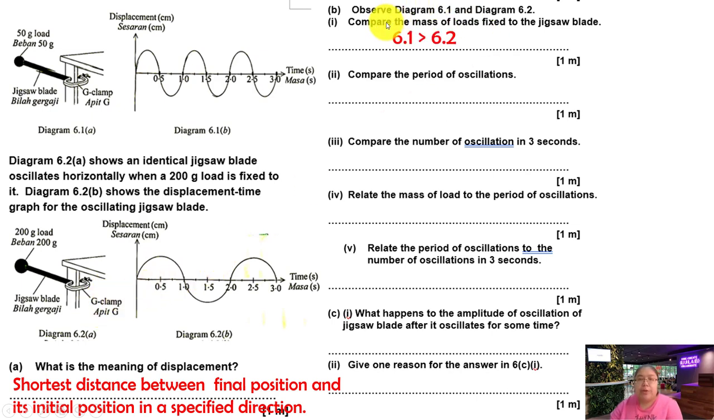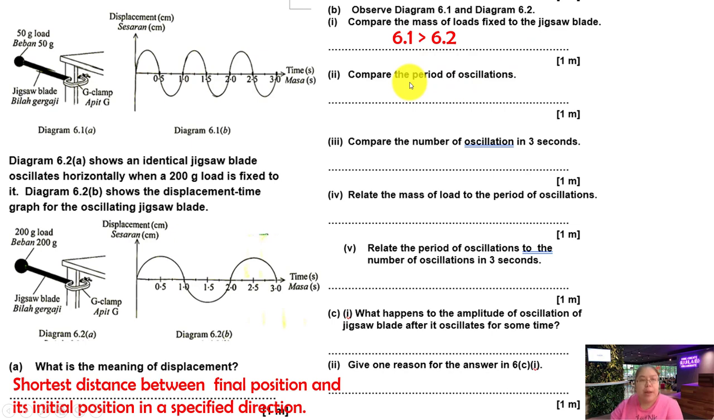Okay, so I remind you again, don't write the symbol like this. I write it because I want to be faster. I want to create the PowerPoint, then I need to write the answer, then I need to write more. So I just put the symbol. You make sure you understand. During the exam, don't put the symbol. You must write 6.1 more than 6.2.